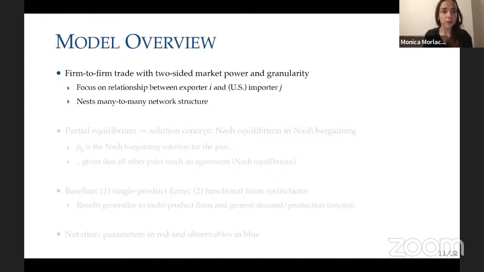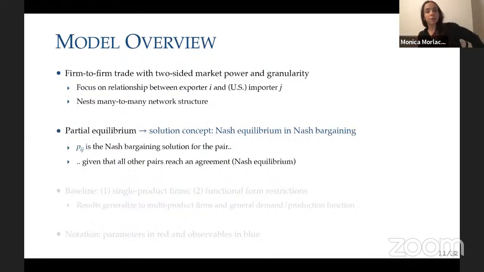Okay, so we're going to focus on the relationship between a given exporter I and a US importer J. As I said before, our model allows for many-to-many network structure, but obviously it nests all types of network structure that you can think of, such as one-to-one or one-to-many. It's a pricing framework, so it's going to be partial equilibrium. And in order to tractably and feasibly analyze the equilibrium in this model, we're going to exploit the Nash equilibrium concept. That means that the price at the match level is going to be the Nash bargaining solution for that pair, given that all the other pairs reach an agreement. So it's a Nash equilibrium effectively.